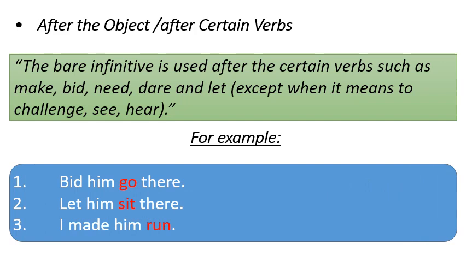Number 1. Bid him go there. So here go is a bare infinitive because it is used after the certain verb bid. Let him sit there. So here sit is a bare infinitive because it is used after the certain verb let. I made him run. So these are the examples of bare infinitive.